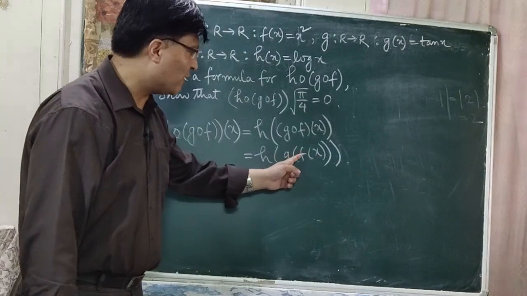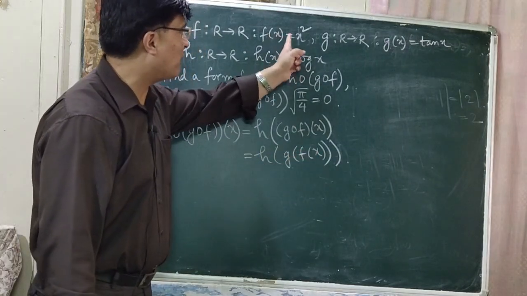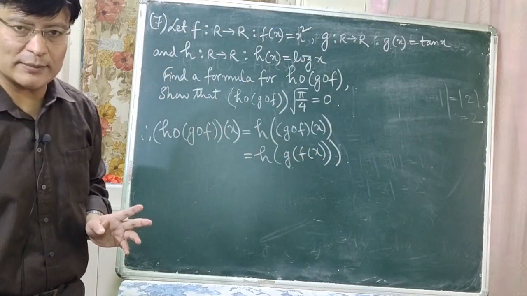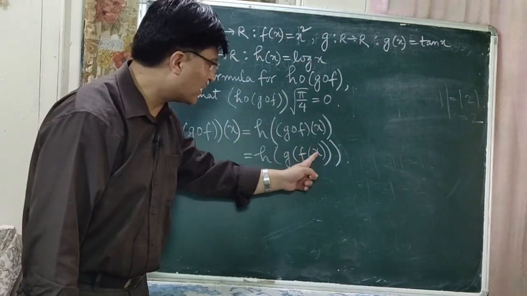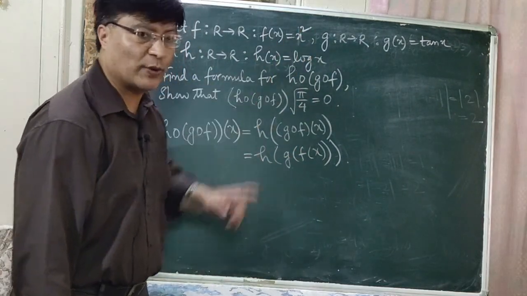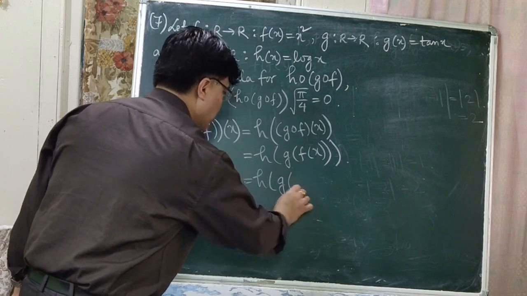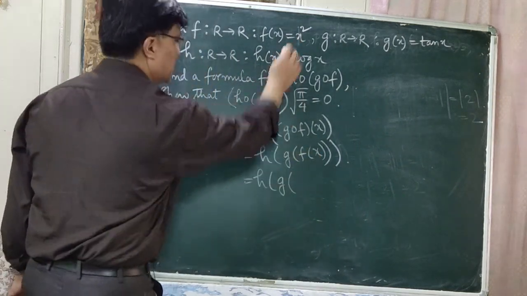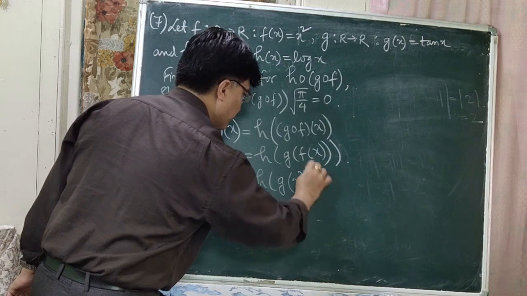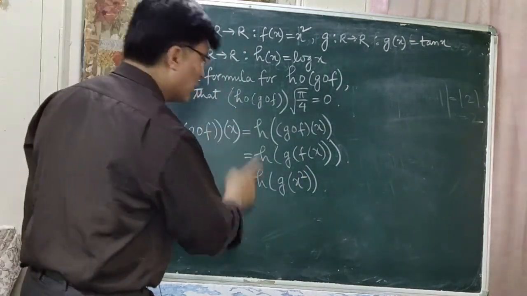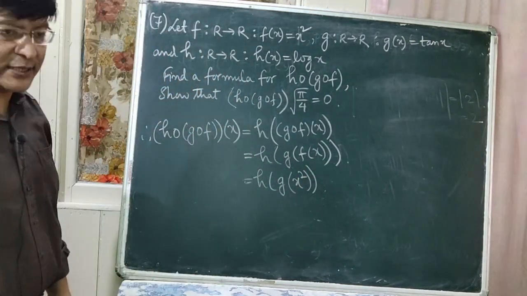Now let us put the value for F of X here. What is the value for F of X? It is X square. Do you understand? Instead of F of X, what do we write? We write X square now. It is equal to H of G of within bracket F of X, here F of X is X square. Is that clear?